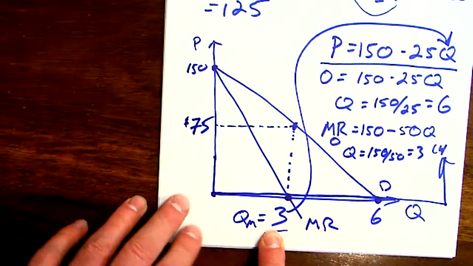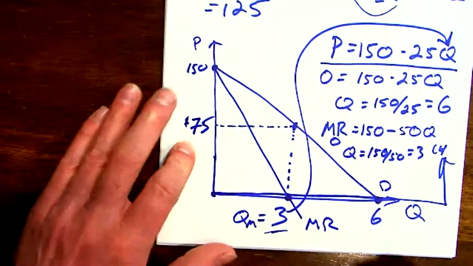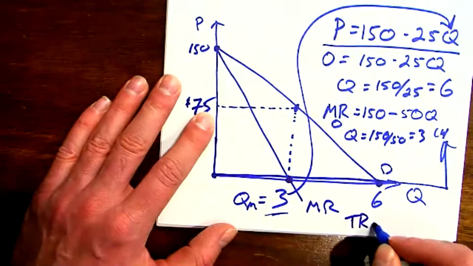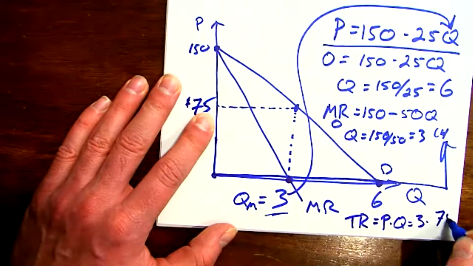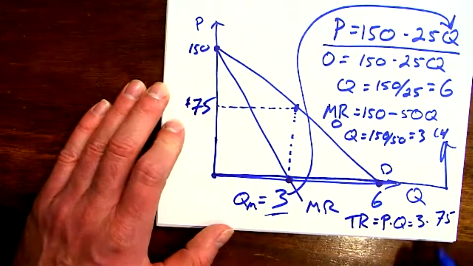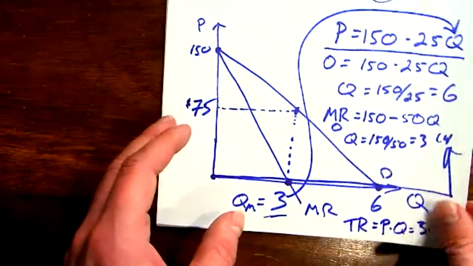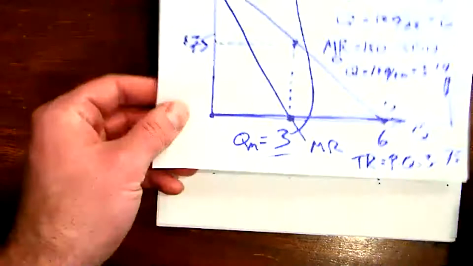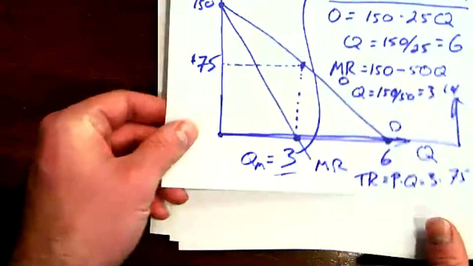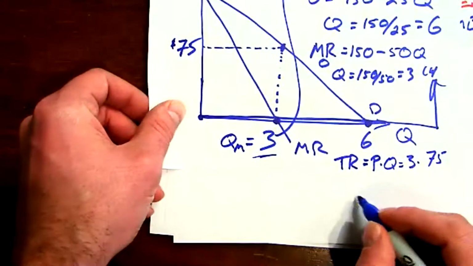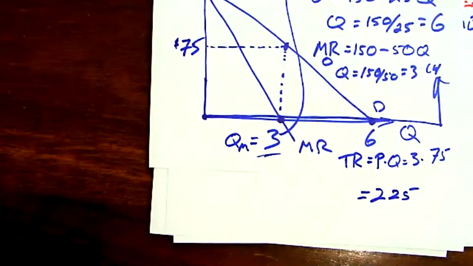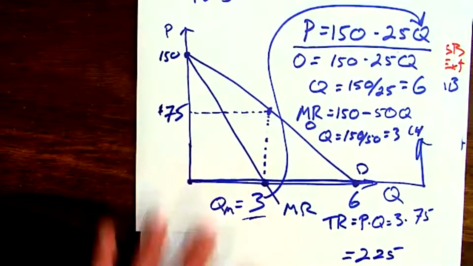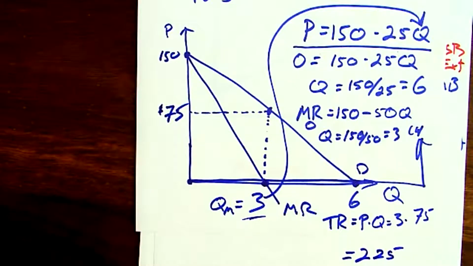Okay. So how much total revenue is generated from this consumer? Well, I'm selling them 3 tickets for $75, right? So total revenue is just price times quantity, or 3 times 75. So total revenue is 225. Any questions on any of that?